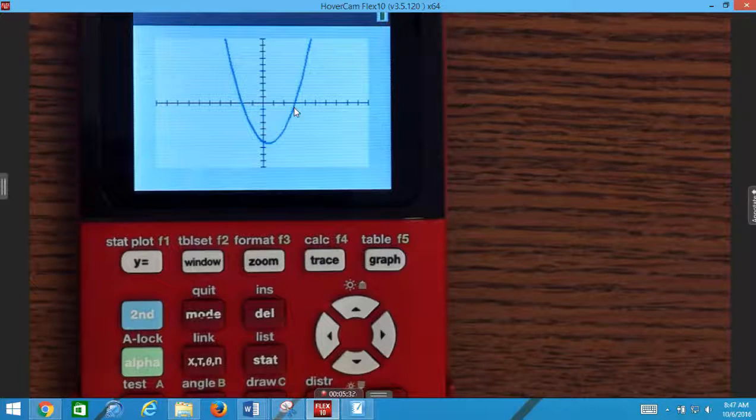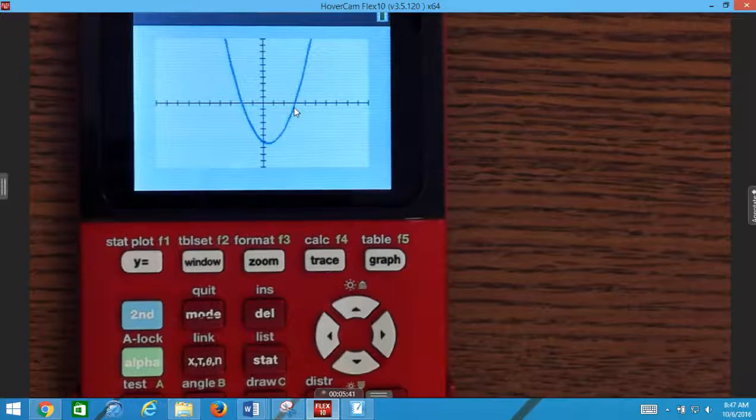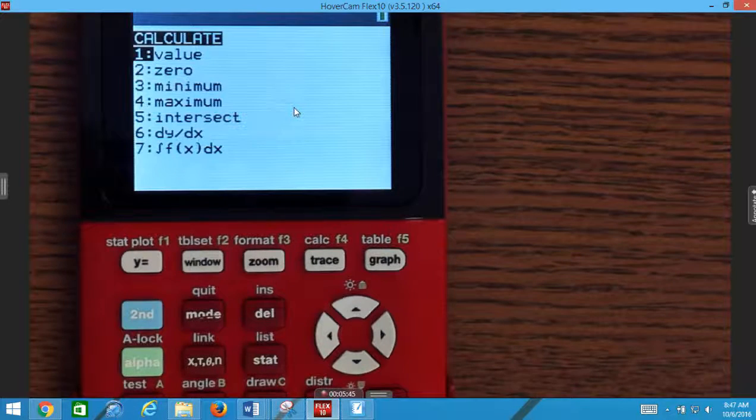To find the x-intercepts, we're gonna go to second trace. This would be a good thing to write down. Second trace. That's the calculate button. And then once you go to second trace, you see this menu of options. One of these has to do with x-intercepts.